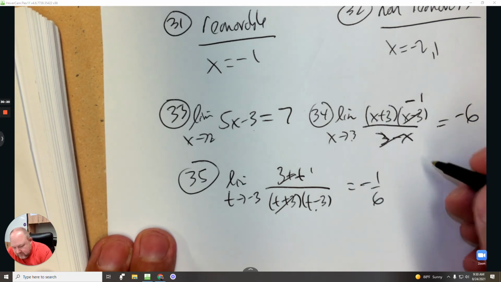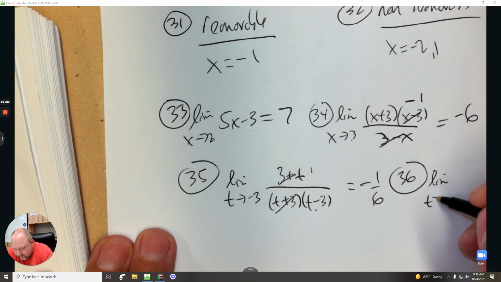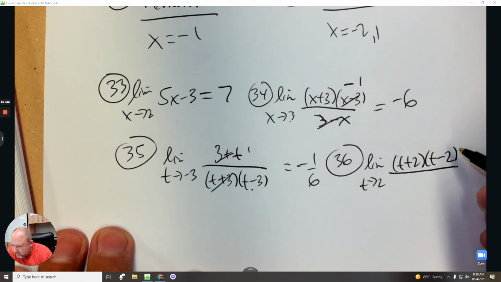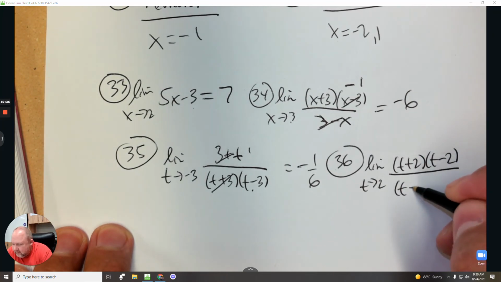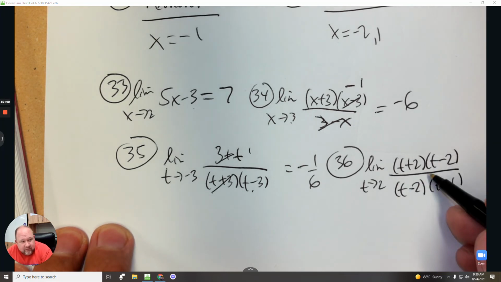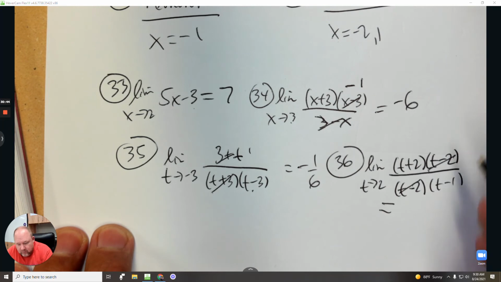For 36, again, when I plug in 2, it's indeterminate, so I'm going to factor. Even if I didn't know it, it's easier to factor and then evaluate than it is sometimes just to plug in. So that's negative 2 and negative 1. So you can see it's indeterminate. Remove it. When you plug 2 in now, it's 4 over 1, or the answer is 4.